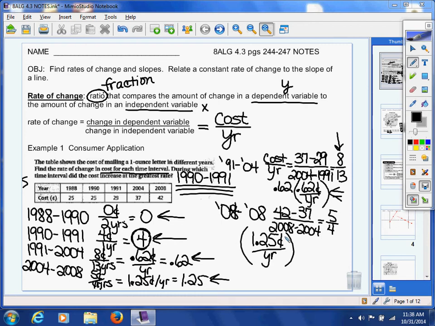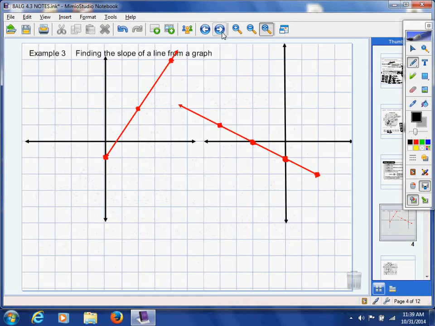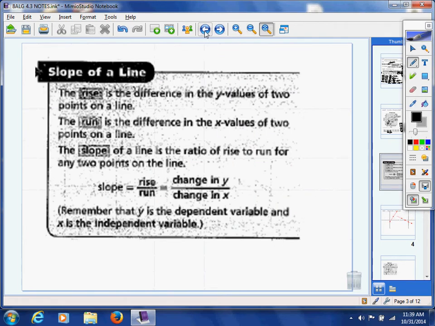Welcome back, class. We're getting ready to go back into section 4.3, and today's focus, this video segment, is going to focus on example 3 in section 4.3. So let's flip the page, and let me back up to this page.